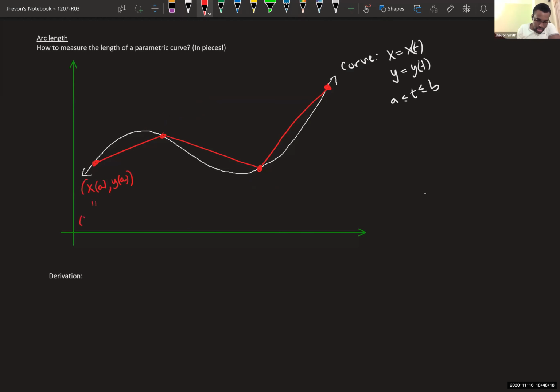Which I can think of as x of t0, y of t0. This next point is going to be x of t1, y of t1. This is going to be x of t2, y of t2. And we'll call this one tn, because we're going to think of this as n segments, and then we let n go to infinity eventually, which is going to be equivalent to x of b, y of b. So I think of it as that.